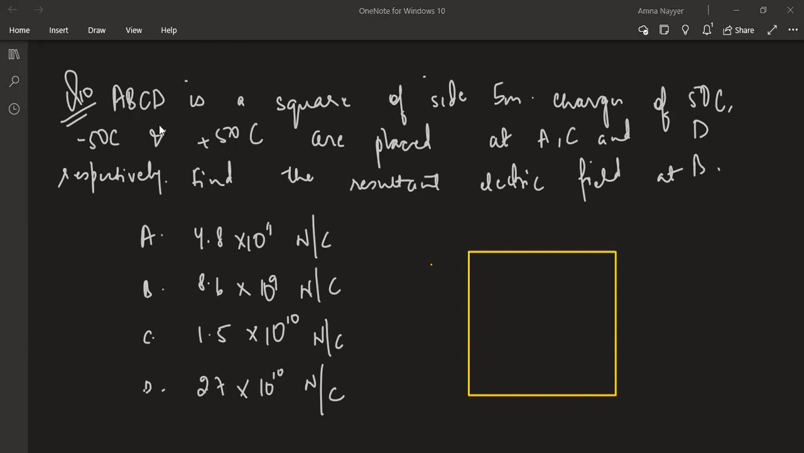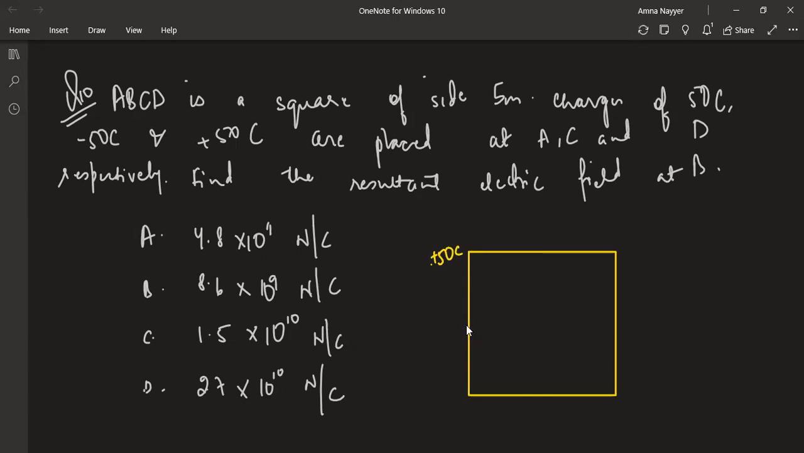How much are you getting, Hamza? Net answer is 27 into 10 to the power 10. I think it won't be 27. It would be 2.7. Just check. But I think you have solved it almost correctly. Just check. I think it's just 2.7. Once again, just check while I'm discussing it with the class.